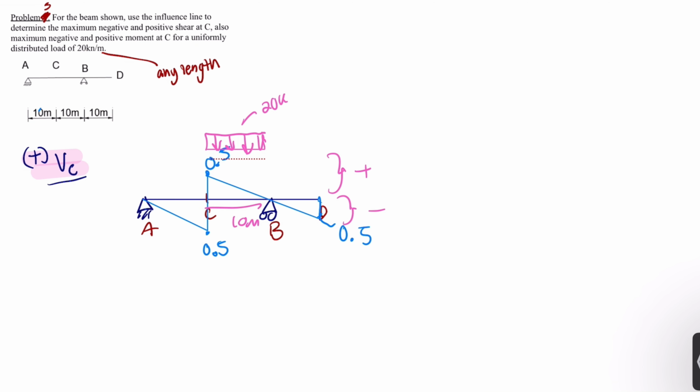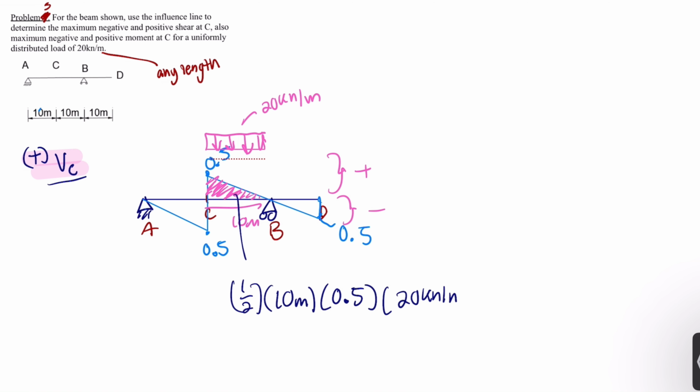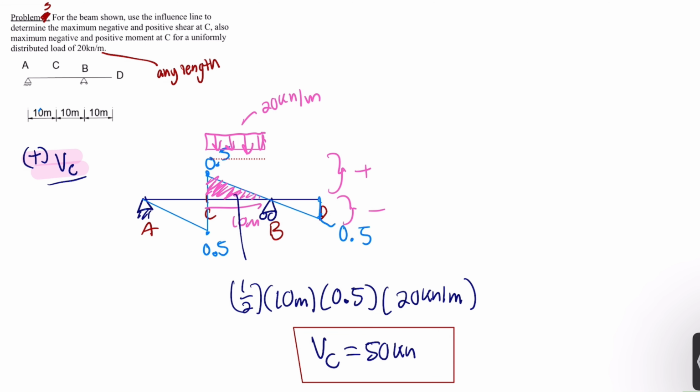You can draw the distributed load. And as we did in the last problem, we know that to actually calculate for this, it's going to be the area of the shaded region, which is this. So to calculate this, we know that it will be 1/2 the base, which is the 10 meters, times the height, which is the 0.5 that we found, times the load. And we get that the maximum positive shear at C is equal to 50. And this is the answer for the maximum positive shear at C.